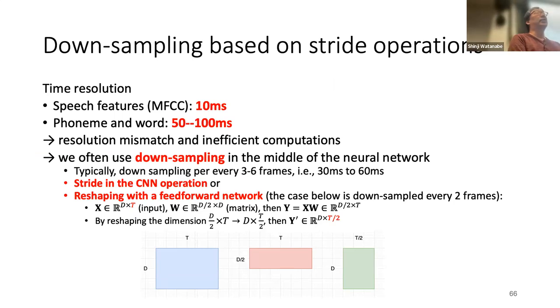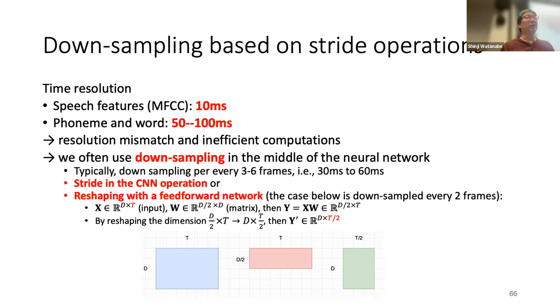Speech features are actually quite high resolution: with 10 milliseconds per frame, just 1 second of speech gives 100 frames. It is quite dense, quite redundant information, and scanning each 10 millisecond frame is high in terms of computational cost.